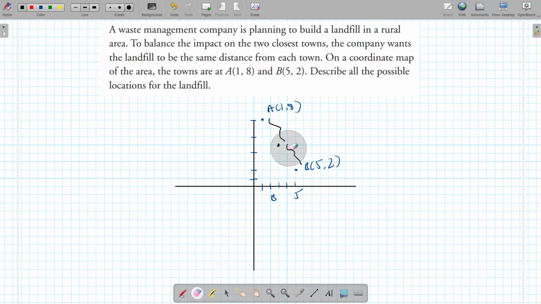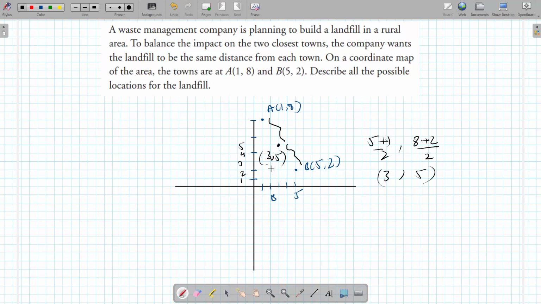I don't know if I drew this right. For the x-coordinate, 5 plus 1 over 2 is 6 over 2, that's 3. And for the y-coordinate, 8 plus 2 over 2 is 10 over 2, that's 5. So that point there is going to be (3, 5). I don't know if it's exactly what it's supposed to be, but that's the answer. Yes, it is (3, 5).